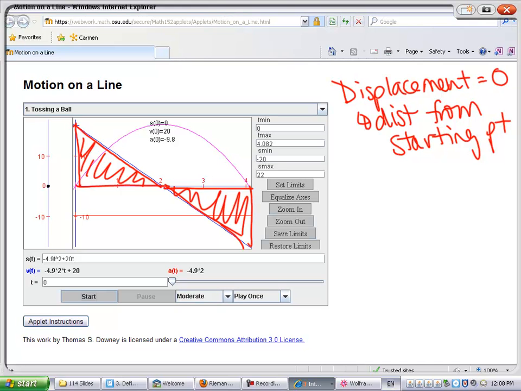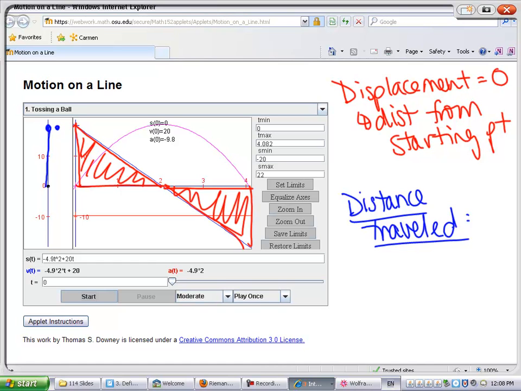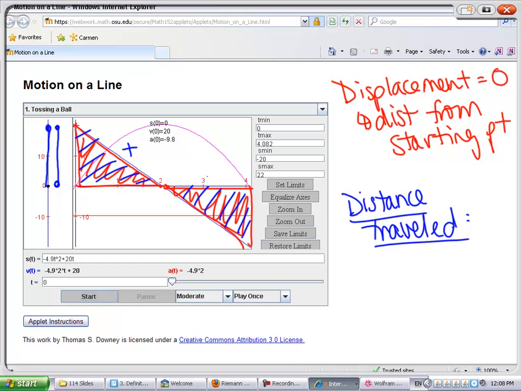Now, if somebody asks you about distance traveled, that's different, because the dot didn't just stay still, right? It went all the way up here, and then it came back again. So it traveled a long distance. Well, how would you find the distance traveled? You would have to take the positive value of this triangle plus the positive value of this triangle. That would give you the distance traveled. But in this case, if you want the positive value of a negative number, you want the absolute value of it, you would actually subtract it.